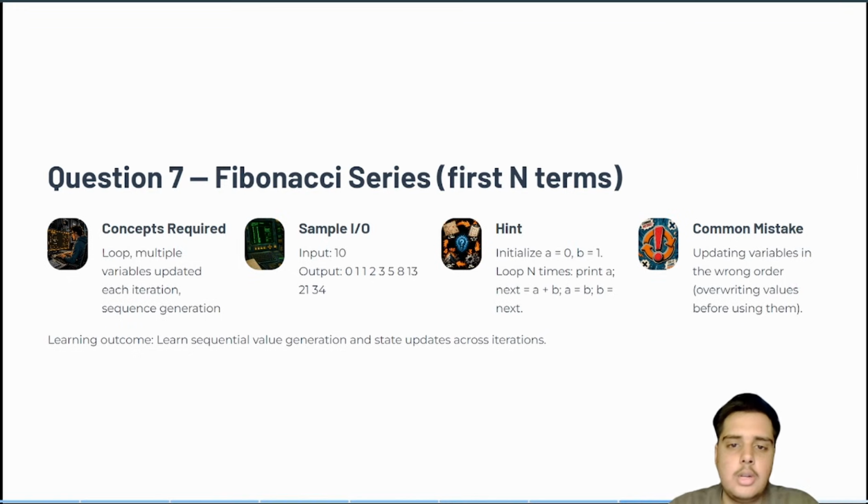A very important question, Fibonacci series. Concepts required are loops, multiple variables updated each iteration, and sequence generation. If input is 10, the output is 0, 1, 1, 2, 3, 5, 8, 13, 21, 34. The hint is initialize a equal to 0, b equal to 1, loop n times, print a, and next is equal to a plus b, a is equal to b, b is equal to next. This is very nicely explained. The common mistake can be updating variables in the wrong order.